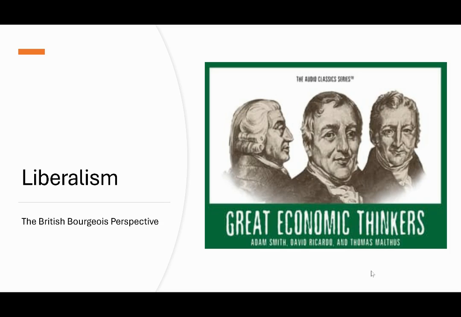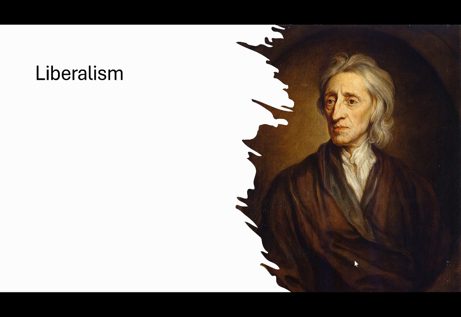So now we're going to look at this concept of liberalism. This is classical liberalism today. During the 19th century, it was just liberalism. This is going to be a British bourgeois perspective. These are going to be the great thinkers that we've already discussed, but we're just going to place it here. We know about Adam Smith. We know about David Ricardo, and we know about Thomas Malthus.